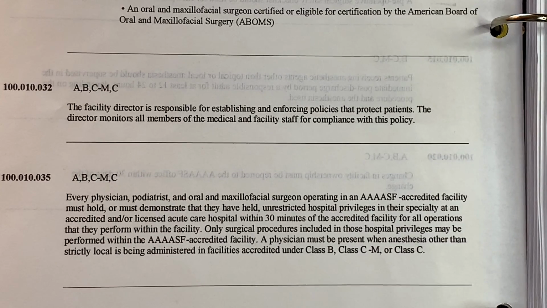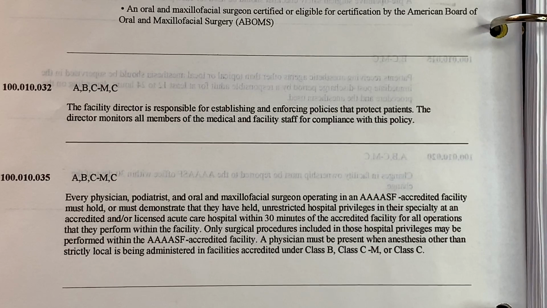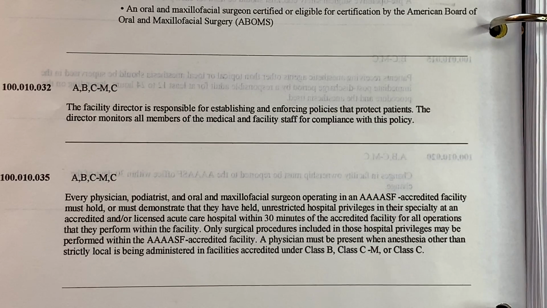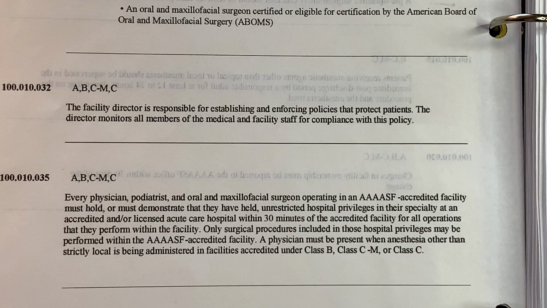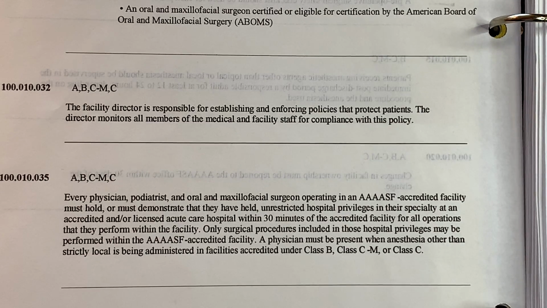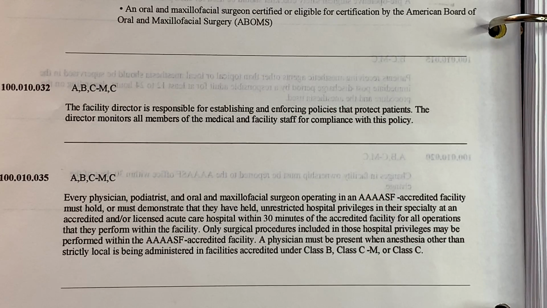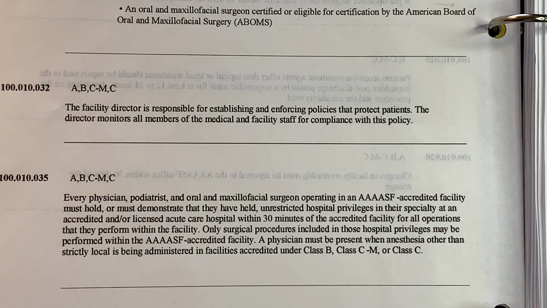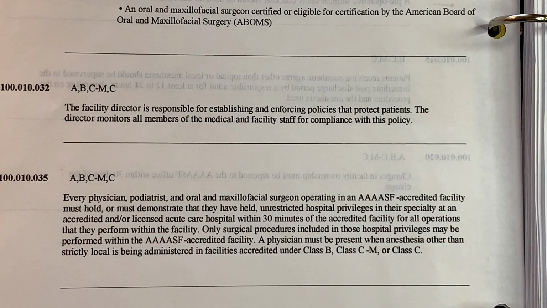Number 35, every physician, podiatrist, oral and maxillofacial surgeon opening a Quad A accredited facility must hold and must demonstrate that they have held unrestricted hospital privileges in their specialty at an accredited or licensed acute care hospital within 30 minutes of this facility for all operations that they perform within the facility. Only surgical procedures included in those hospital privileges may be performed within a Quad A accredited facility.